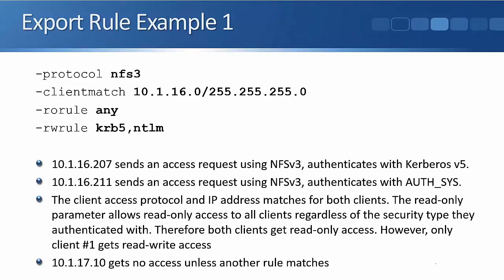However, only client number 1 will get read-write access because it authenticated with Kerberos. Client 2 authenticated with AlphaPrep, which is not granted in the read-write rule. If we had another client at IP address 10.1.17.10, it would get no access unless another rule matches, because it does not match the client identifier. It's coming in from a different subnet.